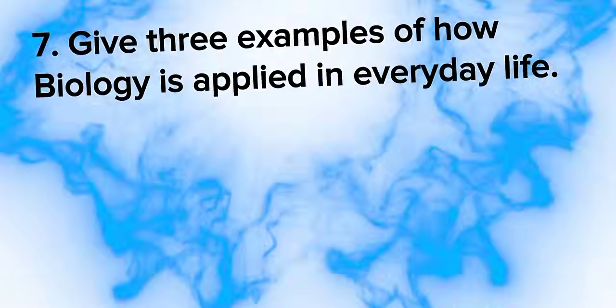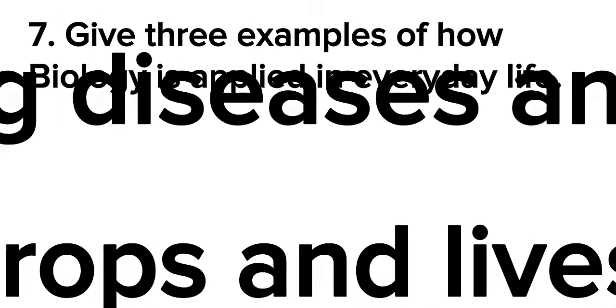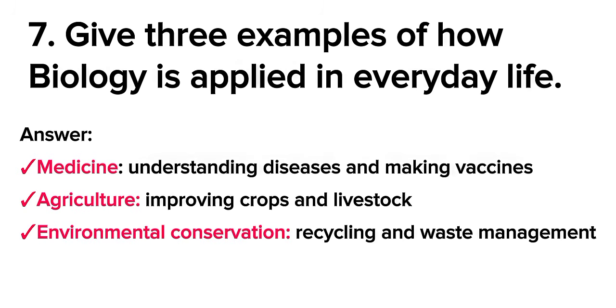Number 7, give 3 examples of how biology is applied in everyday life. Answers: in the field of medicine, understanding diseases and making vaccines. In the field of agriculture, improving crops and livestock. In the field of environmental conservation, biology helps us with recycling and waste management.